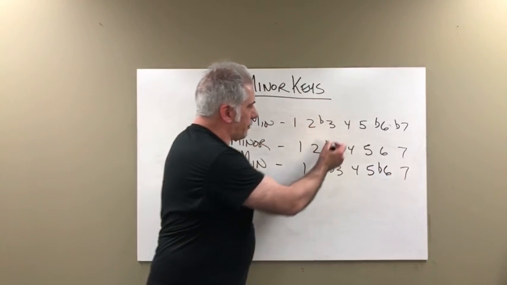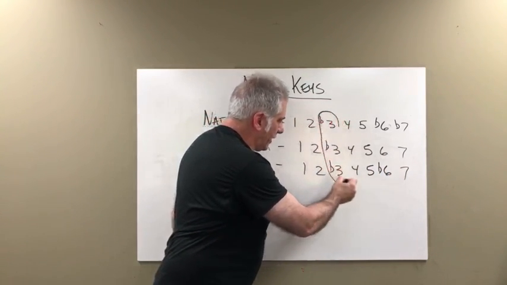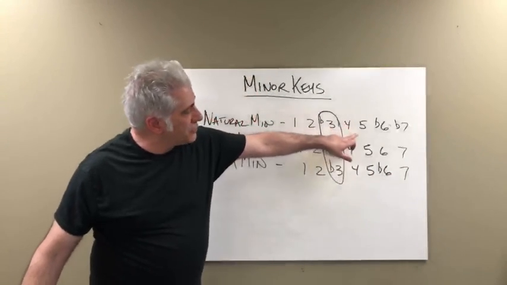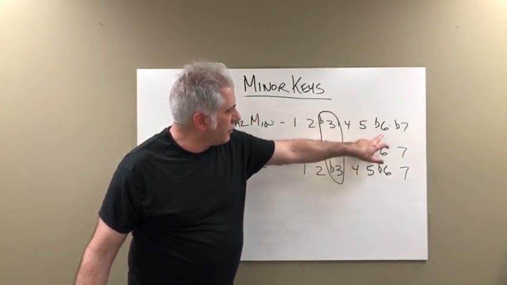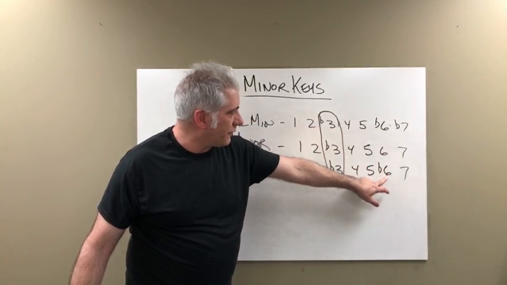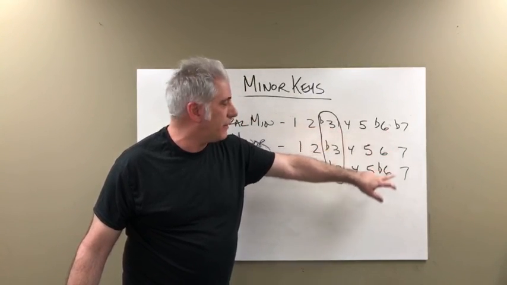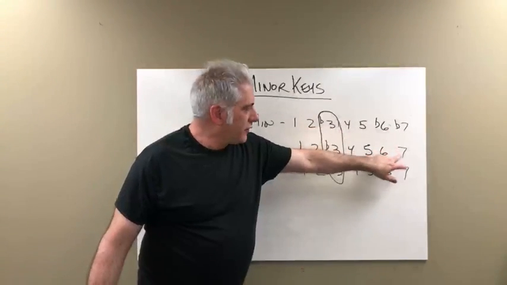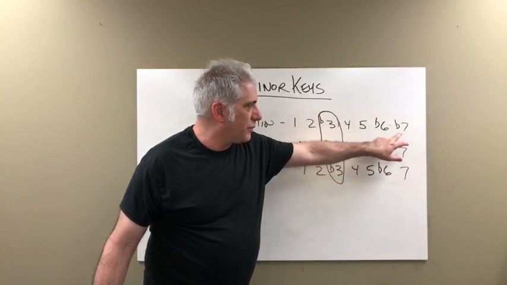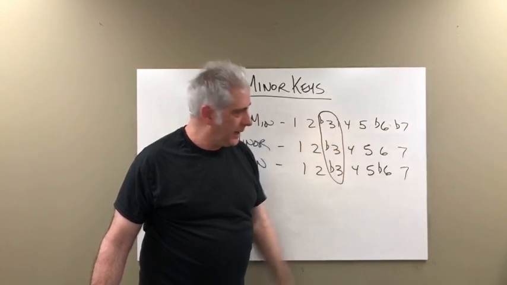They all have the flat 3. That's what gives it its minor quality. They all have a natural 5th in them. This is where you get the different notes here. The flat 6 is in both natural minor and harmonic minor. These two scales have major 7ths, whereas this one has a flat 7, okay?